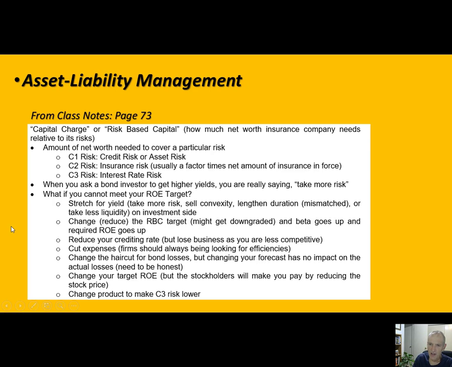There's risk that we call C1 risk, which is related to credit risk and asset risk. We have C2 risk, that's insurance risk. Since we're talking about annuities, we're going to ignore C2 risk. And then C3 risk is interest rate risk, which we just said annuities have a lot of.